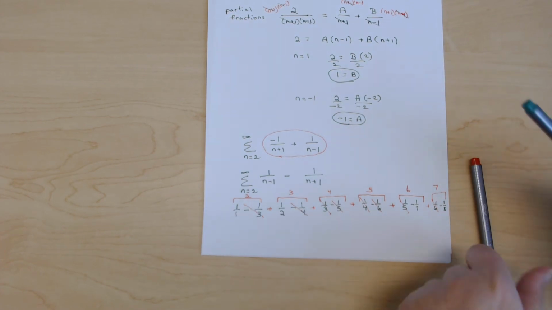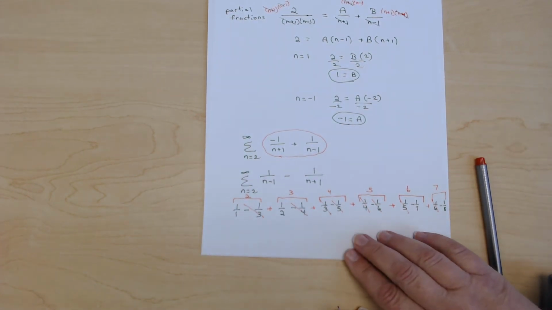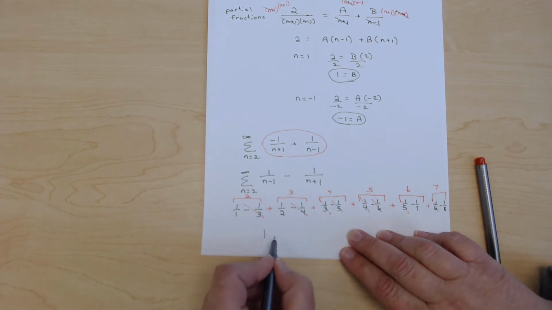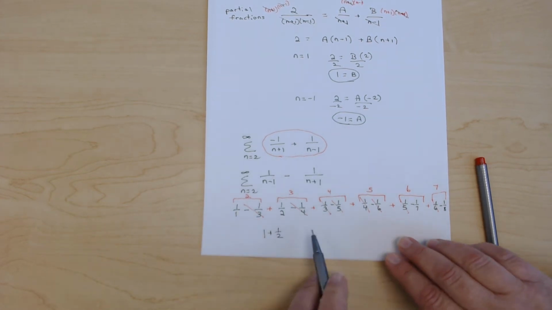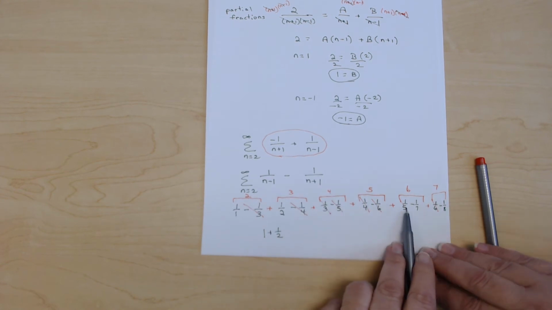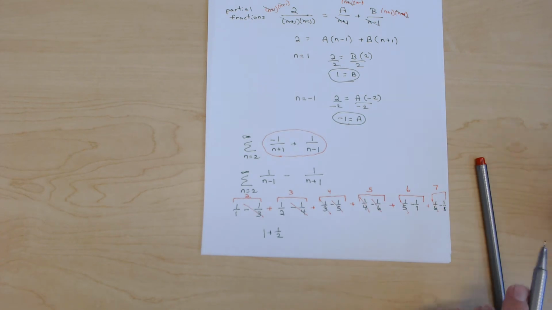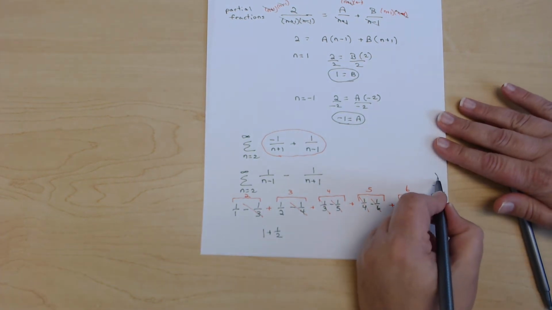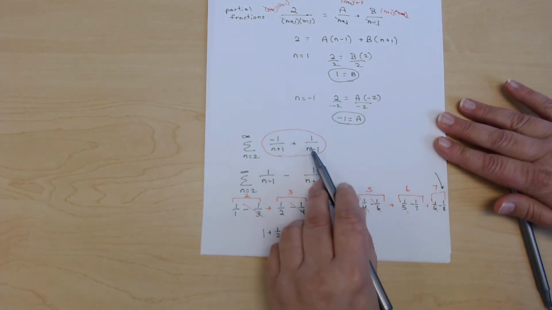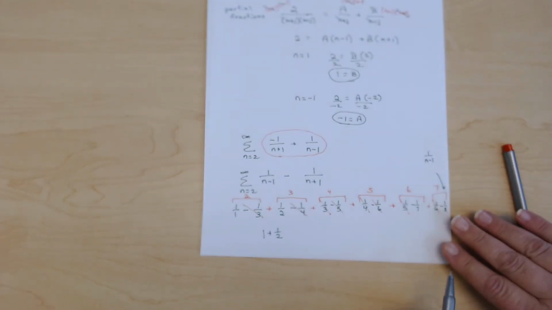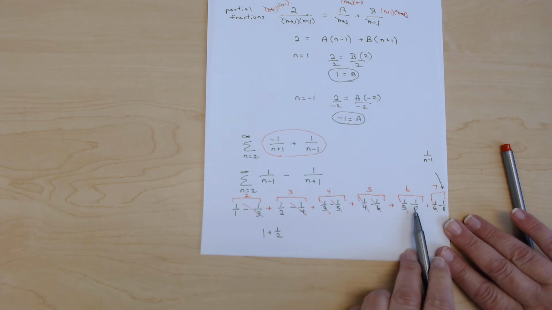Okay, so we have to figure out what we have left. So we have this 1. We have this 1/2. Gone, gone, gone, gone, gone, gone. Now, if I keep taking it out, these would eventually be gone. But this last one is 1 over n minus 1. And this one is 1 less than that.